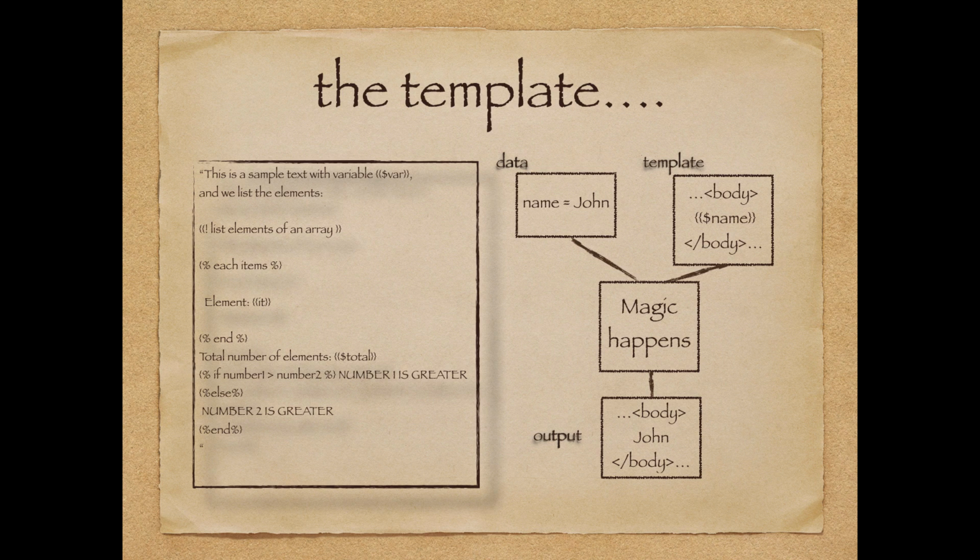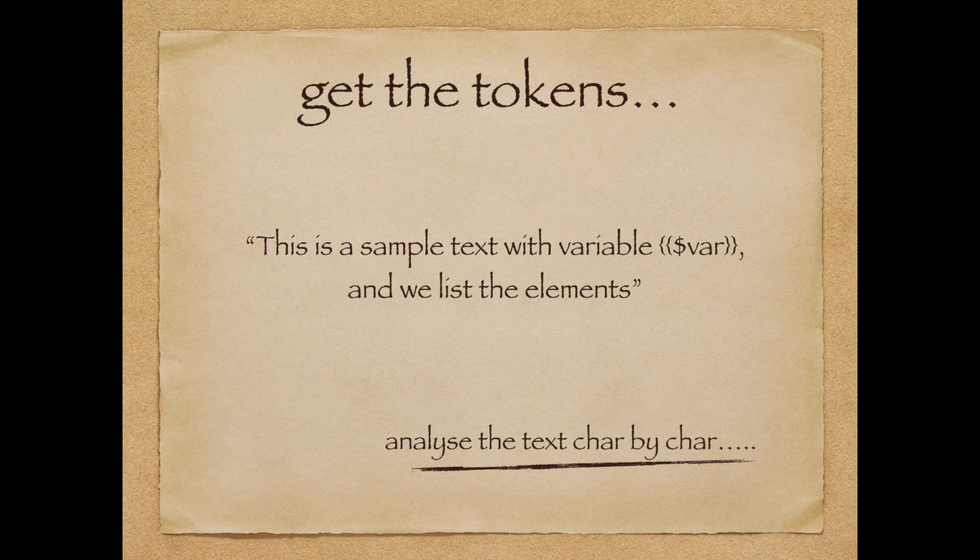Let's see this example. On the left side, there's a template with text, variables, comments, cycles. On the right side, we see the elements of template processing. We have the data. We have a template with text and variables, and then some magic happens when the output is generated. So let's talk about this magic.